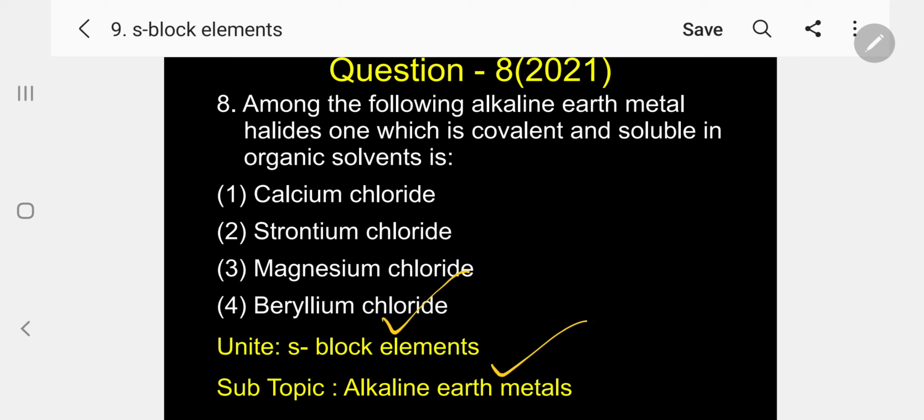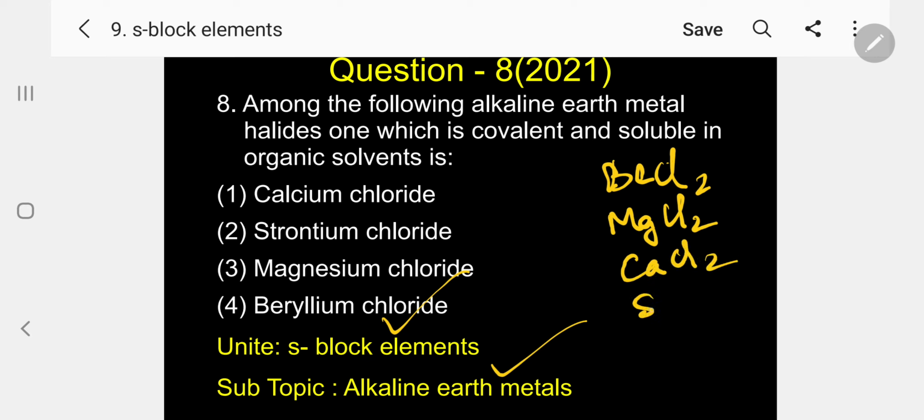Please follow. Now we have to come to the question. Among the alkaline earth metals, they have given 4. First you bring the order: beryllium, magnesium, calcium, strontium, barium.